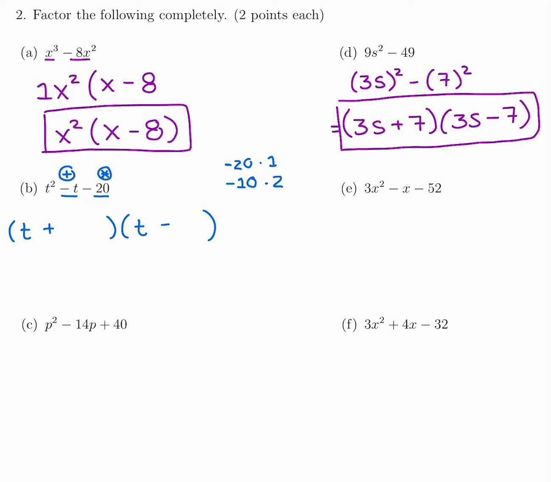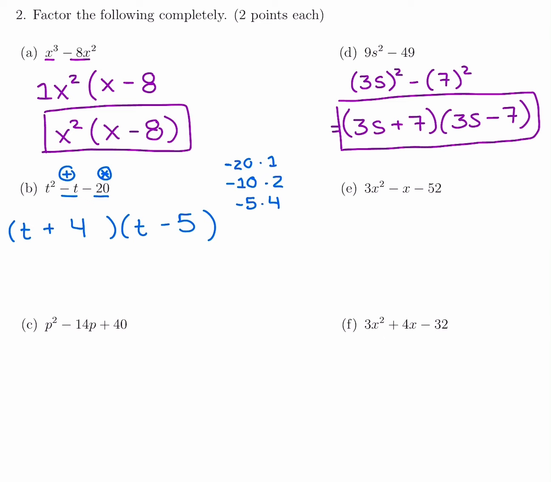So I want the bigger number to be the negative 1 to add up to be a negative, but I don't want to add up to be negative 8. So I'm going to keep going. I'm going to have negative 5 times 4. Negative 5 times 4 is still negative 20, and negative 5 plus 4 is negative 1. So I'm just going to be plus 4 minus 5 will give me negative 1 there.